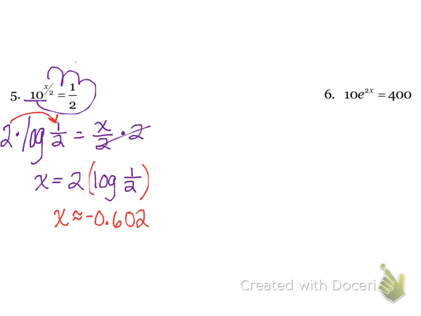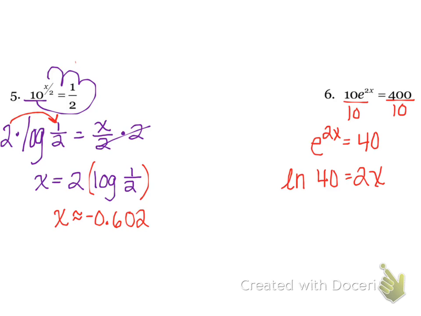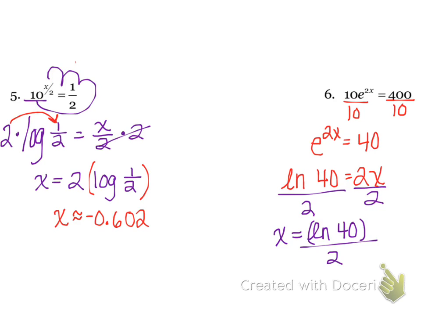And then my last one, number 6 over here, I can't rewrite until I have just an exponential. So my first step is dividing both sides by 10. So we have e to the 2x equals 40. Now I can rewrite as a log, I'm going to use ln. So ln of 40 equals 2x. And just like on that last one, I'm going to divide by 2 first. So x actually equals ln of 40, put parentheses around that, then divide it by 2, so x is about 1.844.